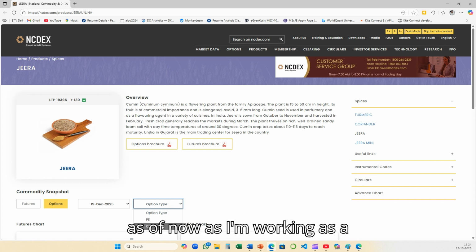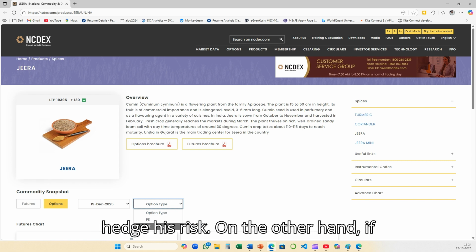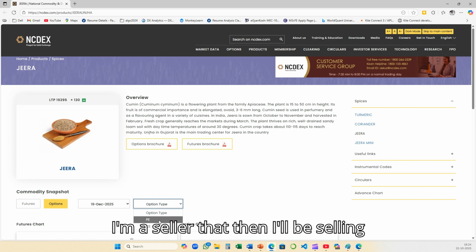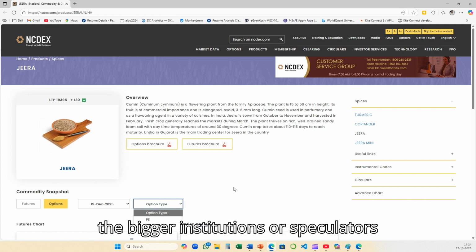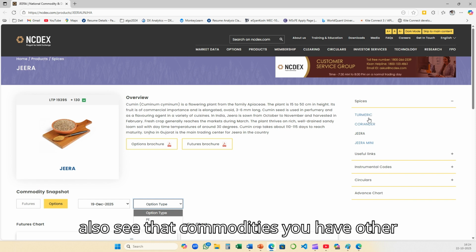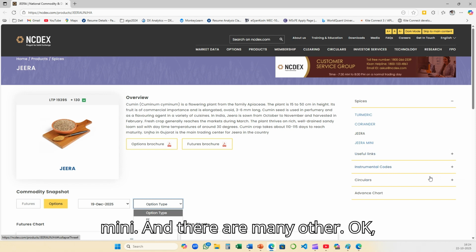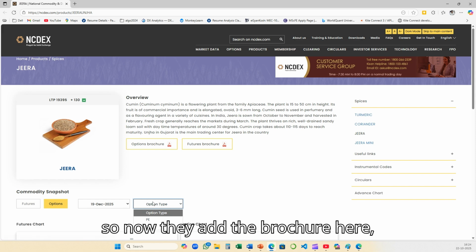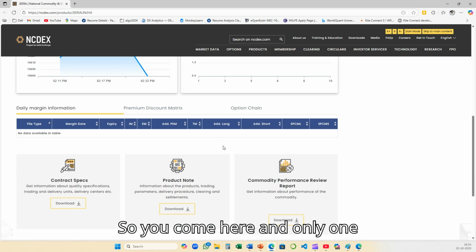Because I am a buyer as of now, working as a farmer who wants to hedge his risk. On the other hand, if I am a seller, then I'll be selling the PE or CE. Generally sellers are the bigger institutions or speculators who want to take a risk. You can also see other commodities, spices like turmeric, coriander, jeera mini, and many others. They also add the brochure here, the futures chart, the option chart.